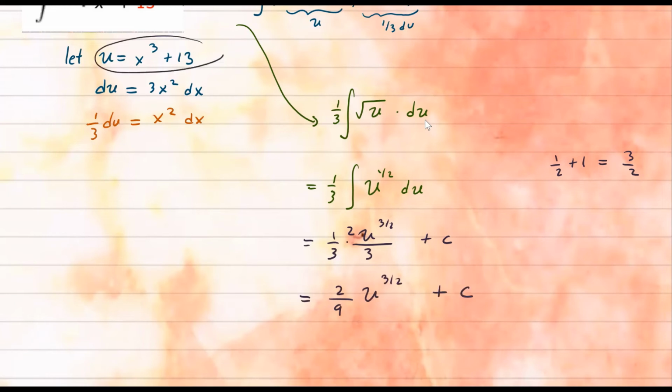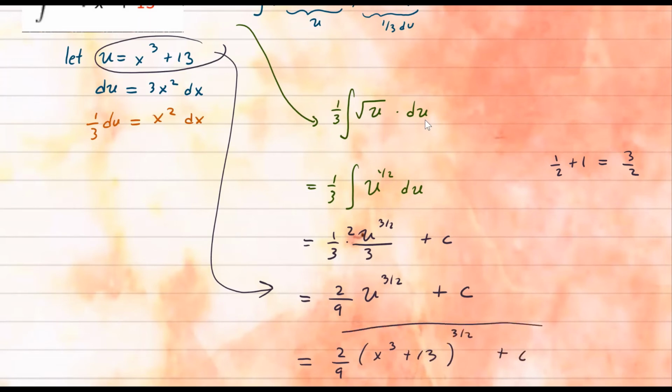Now plug in what u is. Well, this is u, so I'm going to sub that in there. This will be 2 over 9 times u, that's going to be x cubed plus 13 to the power 3/2 plus the constant c. So there is our answer to this problem.